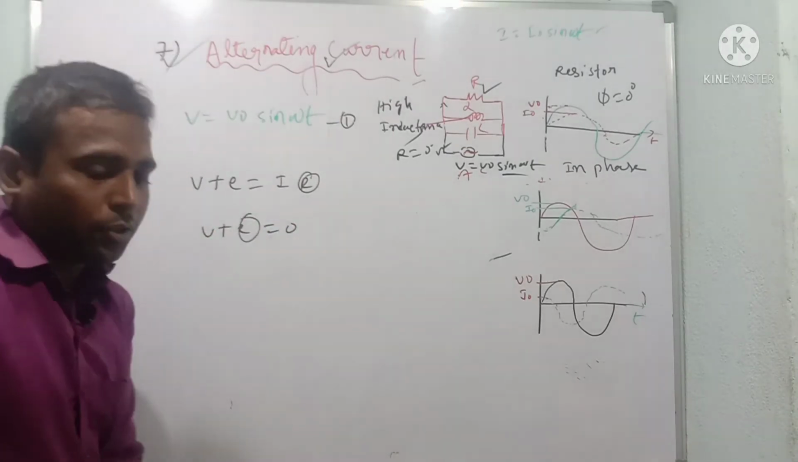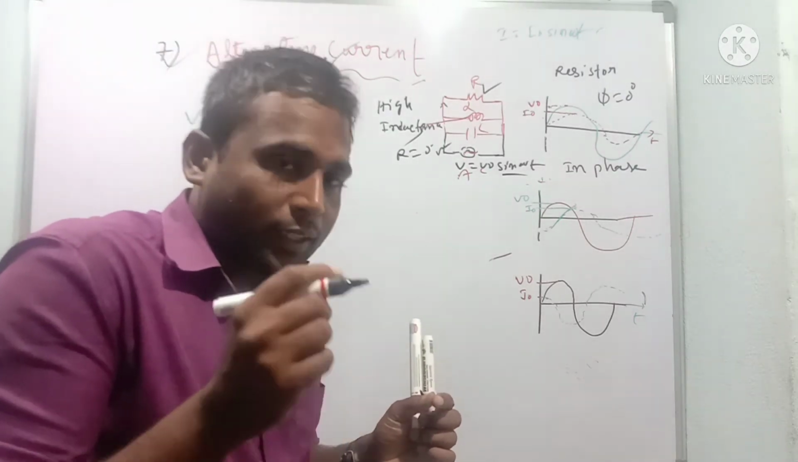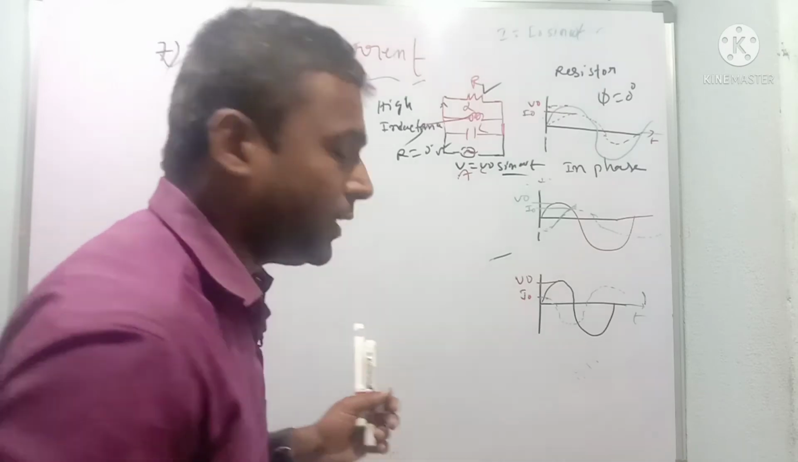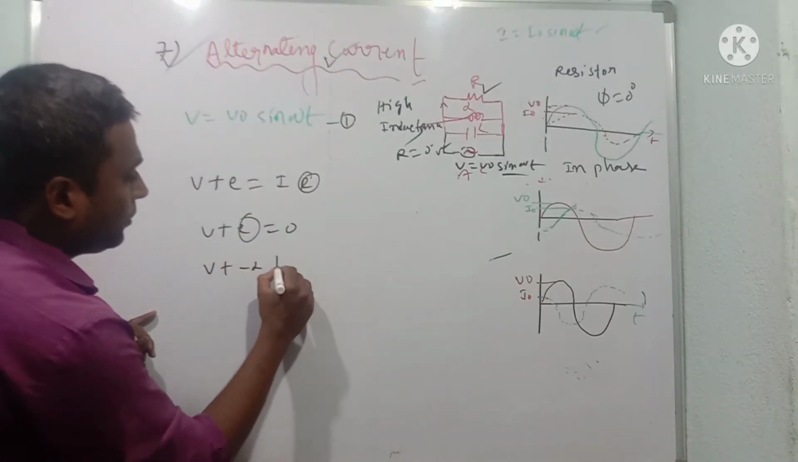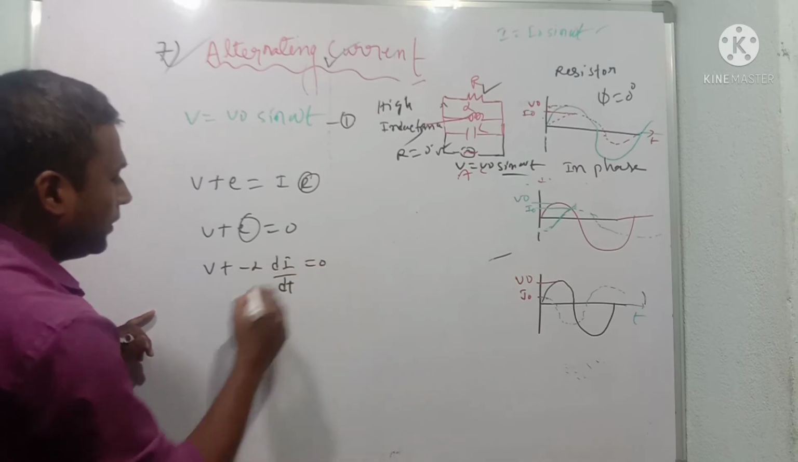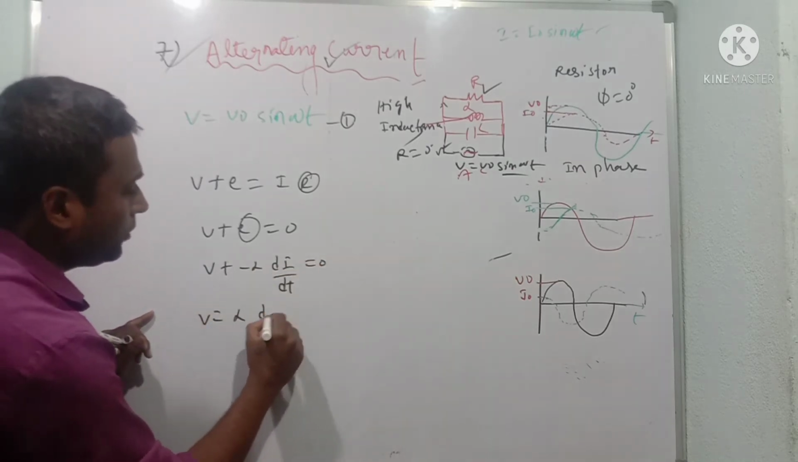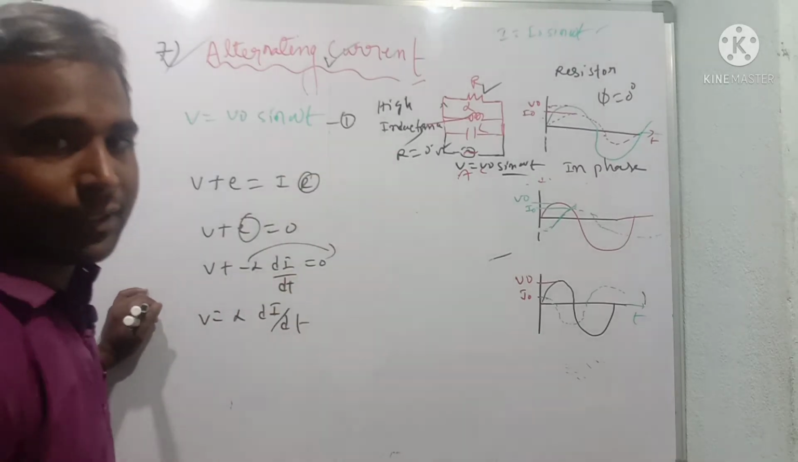We know that the electromotive force due to self-induction is EMF equal to minus L into di by dt. If I substitute, I'll get minus L into di by dt. I will send this to the other side. That is V is equal to L into di by dt. Very simple. I have sent it to the RHS.